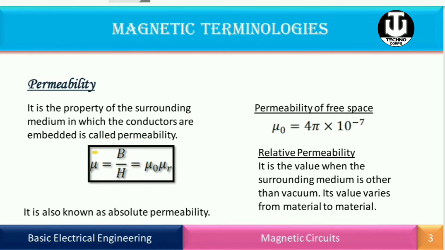It is also the product of the permeability of free space into the relative permeability, where the permeability of free space is a constant value defined for free space. Relative permeability is the permeability which varies according to the surrounding medium. It will be different for different materials. So this is the term permeability.